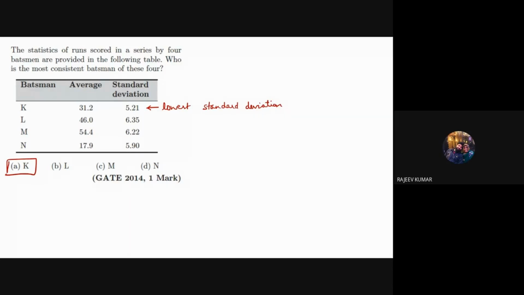This question came at just the right time. India has lost the match today also. So the question came at a very right time. So we are not talking about India. We are talking about some other batsmen, their average and their standard deviations. So lowest standard deviation means this one is giving consistent performance and it is not deviating over here. Okay.